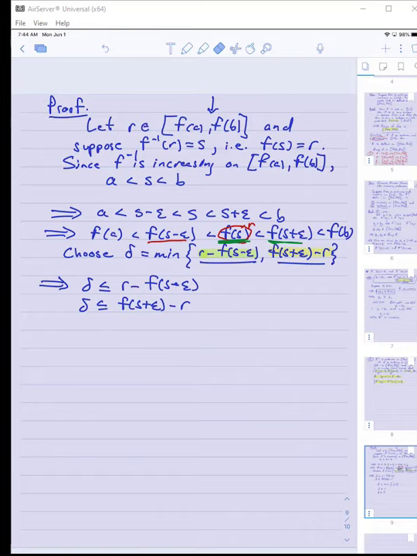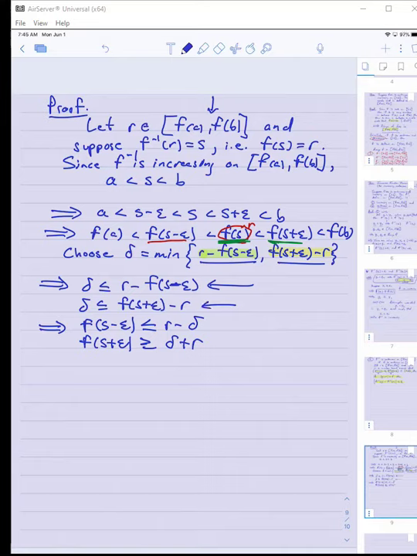And I don't really know for sure which one of those two is the smaller, but whichever one is the smaller, I've called that delta. Notice that I can rearrange those just a little bit, and I can say that f of s minus epsilon is less than or equal to r minus delta, and I can say f of s plus epsilon is greater than or equal to delta plus r. And that's basically just solving this first inequality for f of s minus epsilon and solving the second one for f of s plus epsilon.